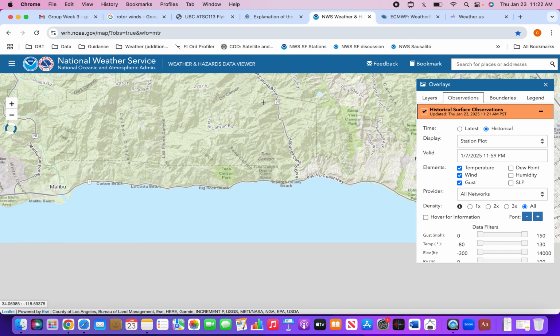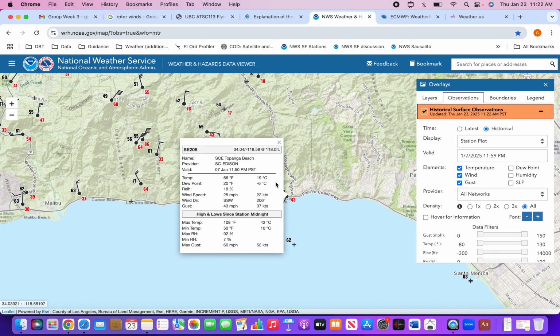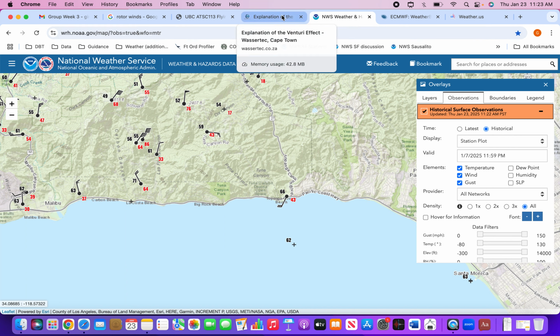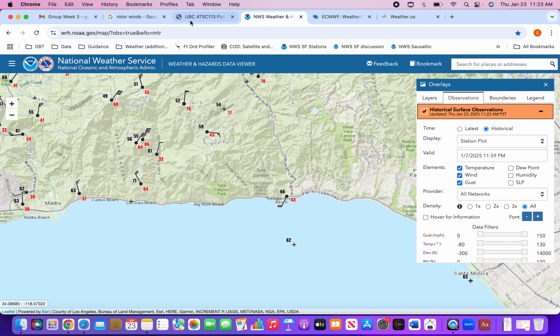So for that, I'm gonna go here. Notice how most of these winds are out of the northeast. But then over here at Topanga Beach, it's at this moment you can notice that the wind, strong wind, is out of the southwest. Why is it coming from a completely different direction? Now that is due to something known as mountain waves or rotor winds.